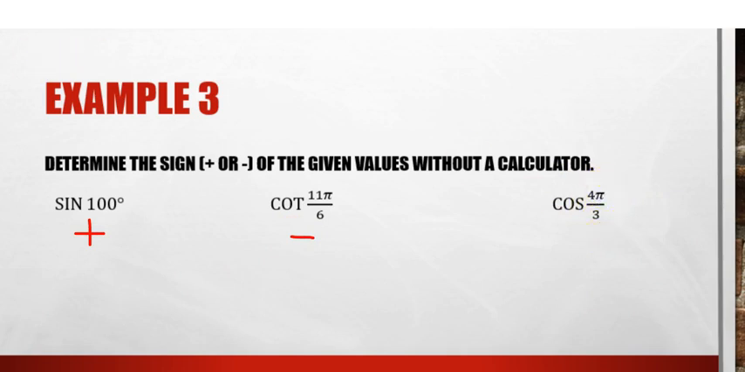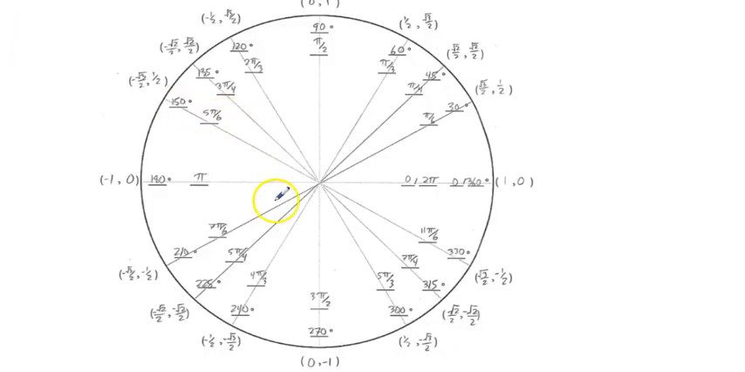And the last one is cosine of 4 pi over 3. 4 pi over 3 is also on our unit circle. And since this is the cosine function, cosine cares about the x-coordinate. Well, if you look at the x-coordinate for this angle, the x-coordinate is negative, which means cosine is negative.